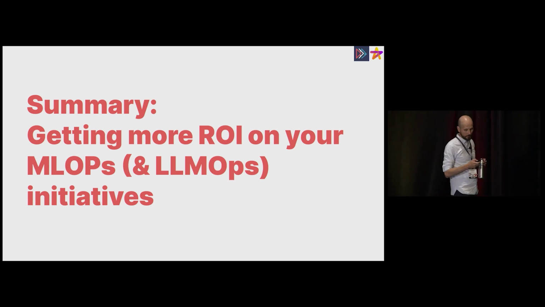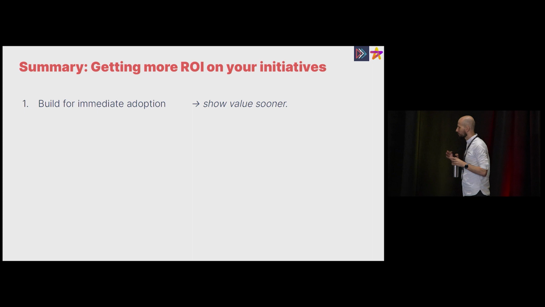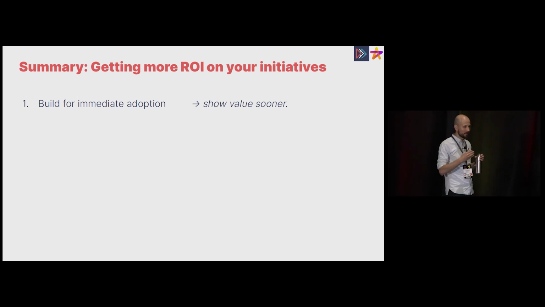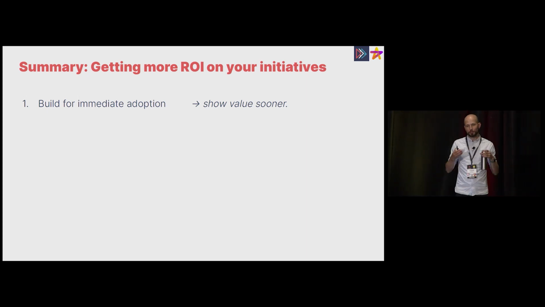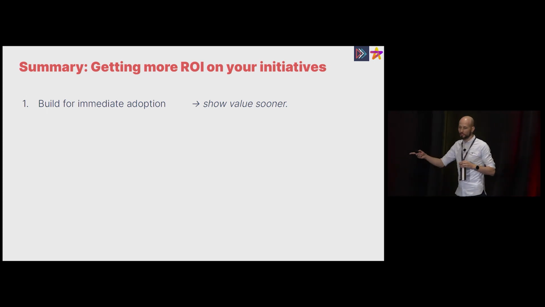So onto the summary, right? Hopefully I've imbued in you 5 lessons. The key takeaways are: build for immediate adoption, right? And the reason is this, from a perception standpoint: if you can show value sooner, then people are going to be much happier, with the exec team having given you money and resources, right? If you can show people are using it sooner, you can point to progress.